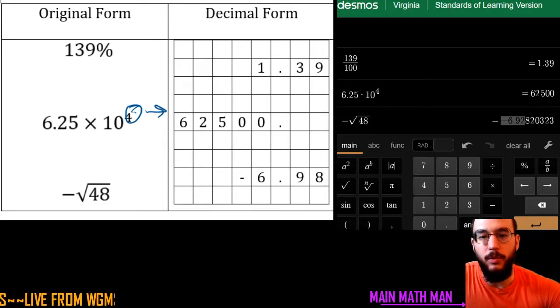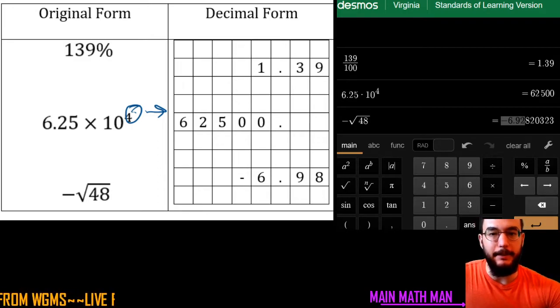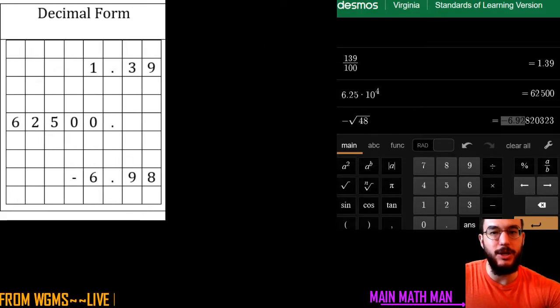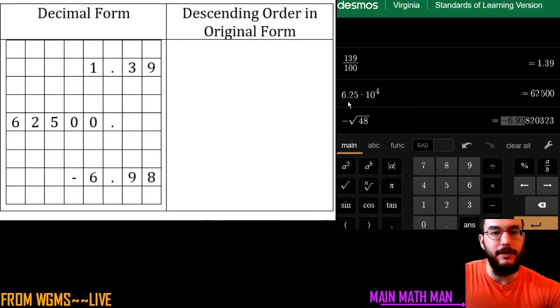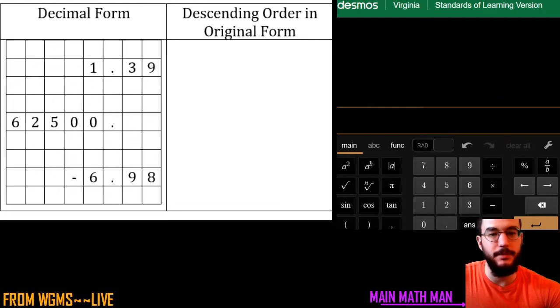So I need to now order these in descending order. So what does that mean? That just means that I'm going from the greatest down to the least. So I'm actually going down the staircase now. So I'm going to order from greatest to least. So I'm going to clear that out.